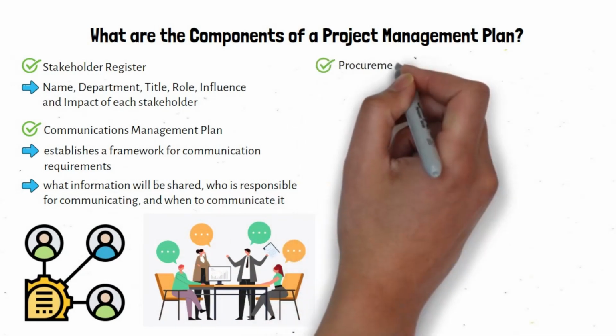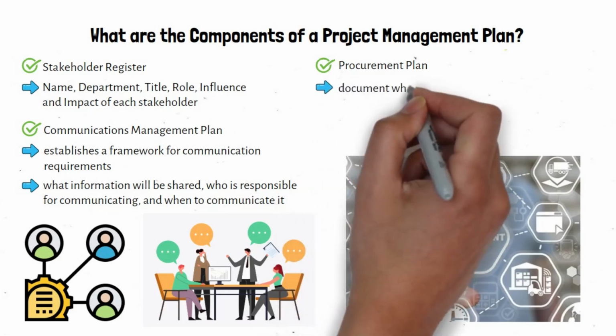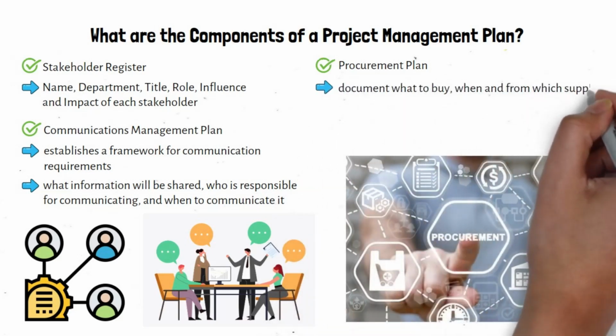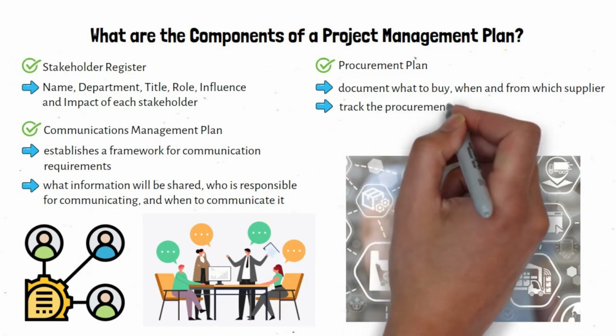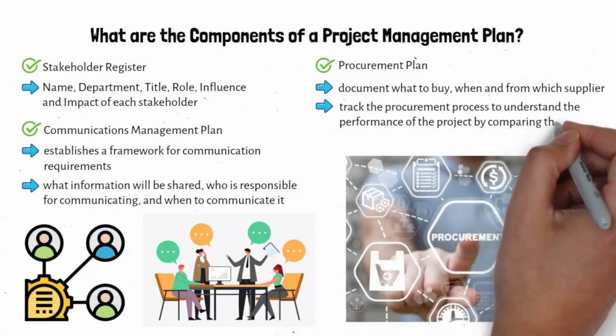Procurement plan. Procurement plan defines the procurement process within a project. It is used to document what to buy, when and from which supplier. It helps to track the procurement process to understand the performance of the project by comparing the plan and actual figures.